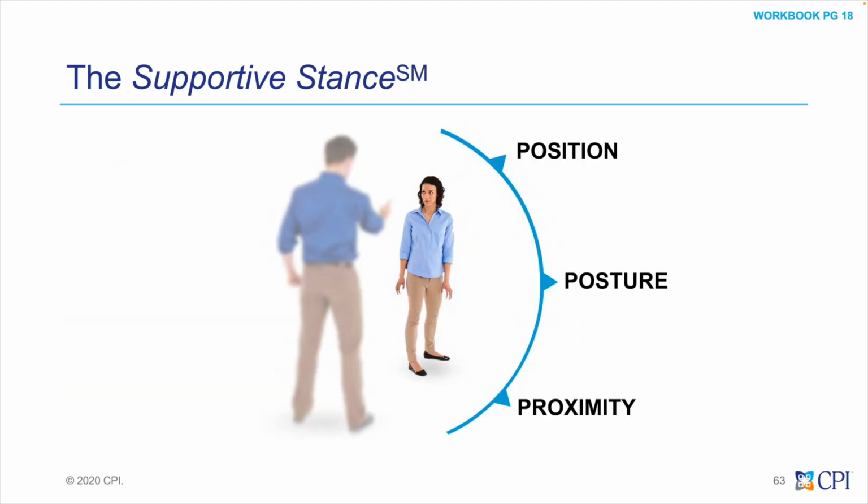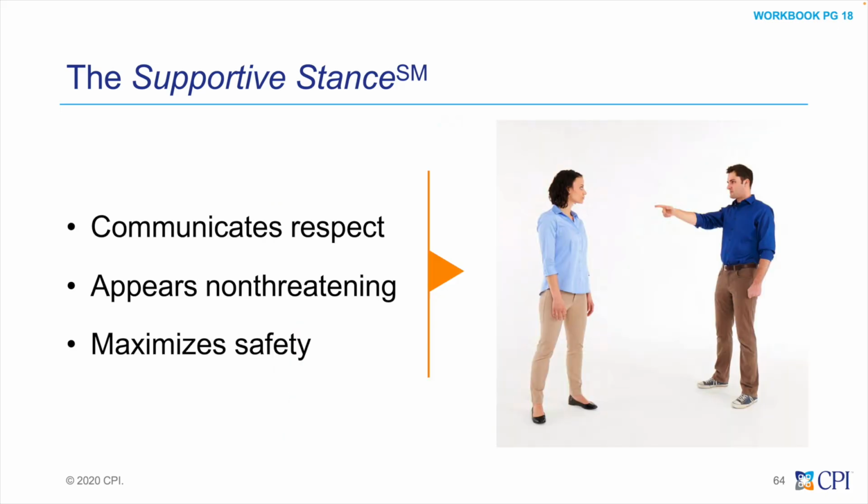In the supportive stance, of course, the position, posture, and proximity, these are all critical in how we approach a situation that we are trying to de-escalate. So, communicates respect, appears non-threatening, and maximizes safety. As you see, she is slanted, her shoulders are not square, one foot is in front of the other, and she is maintaining eye contact with the other person.